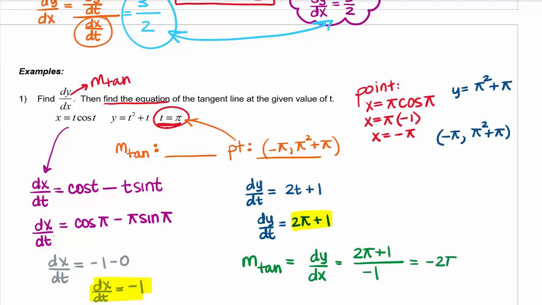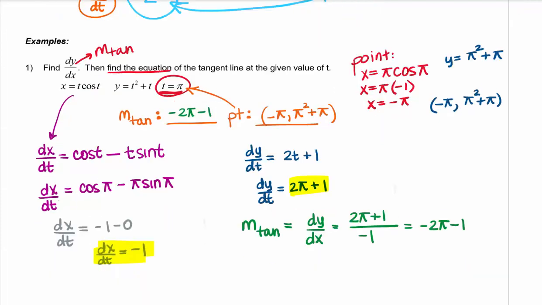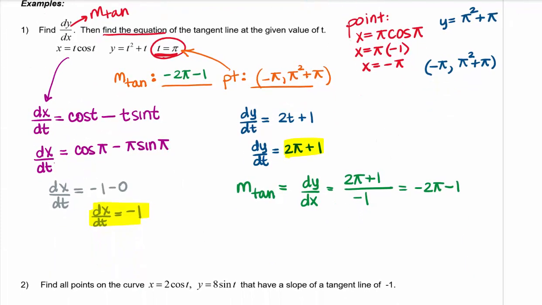But I think it just looks better. So my slope of my tangent line is -2 pi minus 1. So with those two pieces of information, I'm not saying that this tangent line is going to be really neat, so to speak. It's not going to be like y equals 3x plus 7. They're not going to be all rational values, but I'm dealing with pi, so I don't expect it to be if there's not all trig in there.